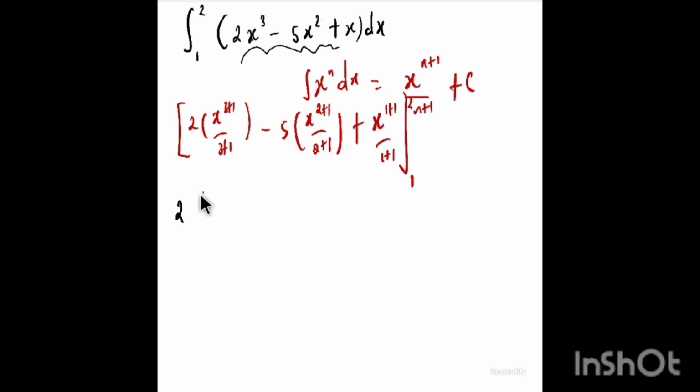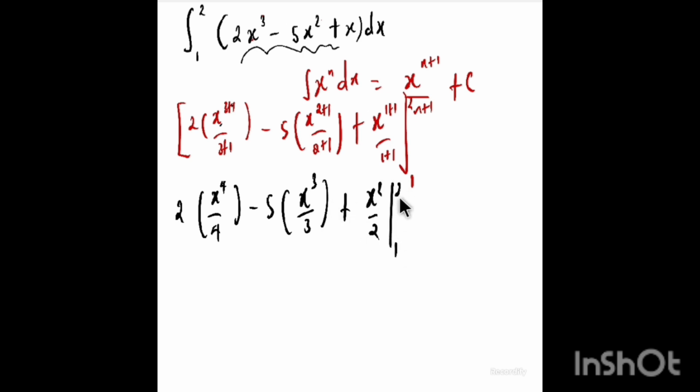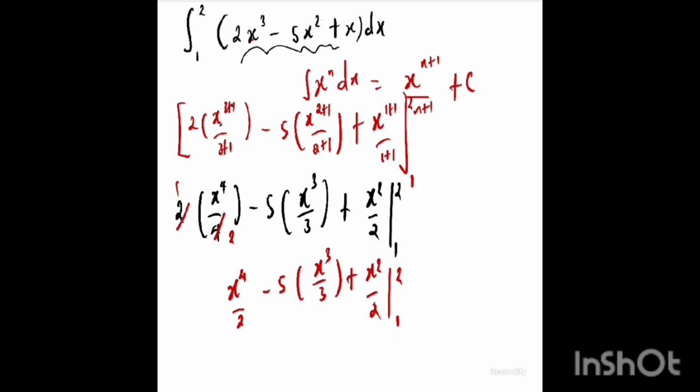So we're going to have 2 times the bracket: 3 plus 1 will give us 4, so we have x to the fourth power over 4, minus 5 times the bracket: 2 plus 1 will give us 3, so you have x to the third power over 3, then plus x to the second power over 2. You apply your limit 1 to 2. That's cool. So 2 in 4, that is 2. So we have x to the fourth power over 2 minus 5 times the bracket x to the third power over 3 plus x to the second power over 2. You apply your limit 1 to 2.